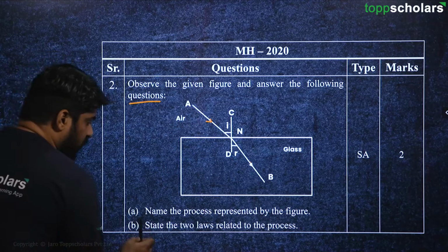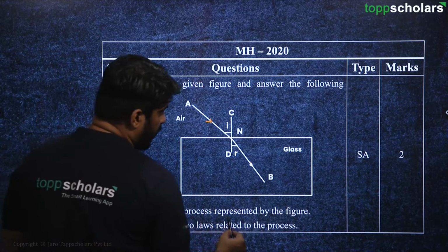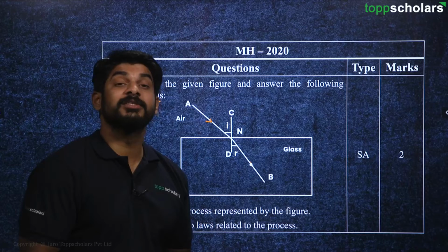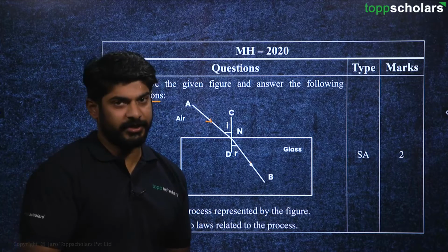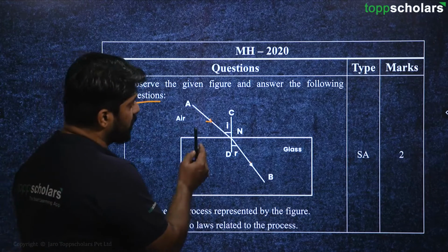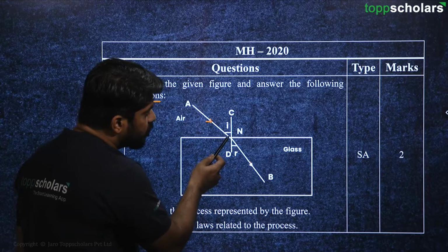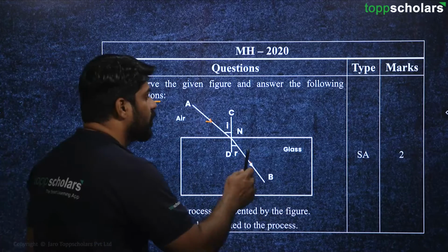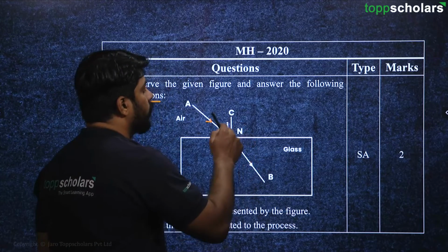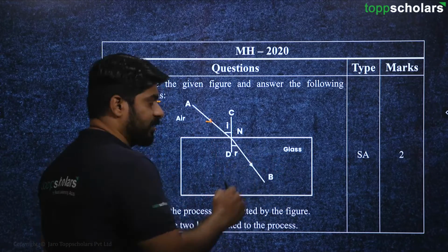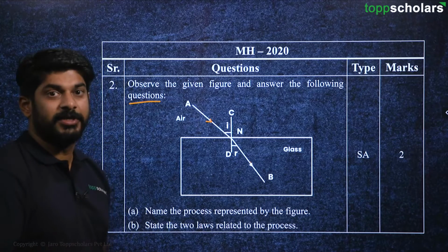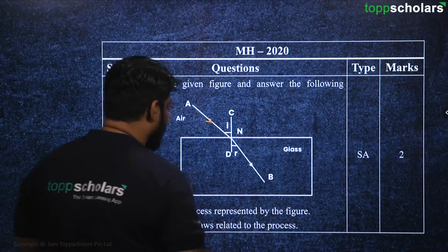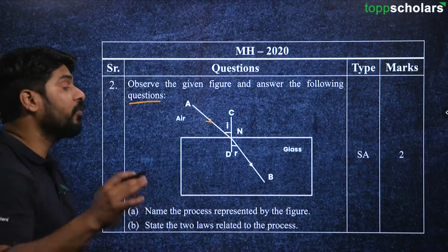Now, the question is, name the process represented by the figure. So what process is it? So definitely this is refraction of light, isn't it? Because we can see here that the incident ray changes its path a little bit. It is deviated a little bit after passing through the glass, right? From air to glass, when it enters, then it bends a little bit. It changes its path a little bit. So this phenomenon is itself called refraction of light.